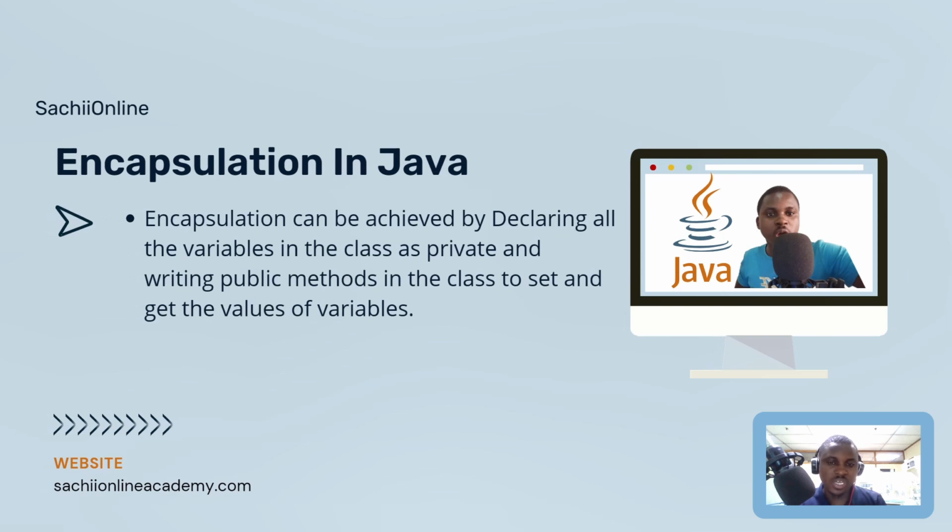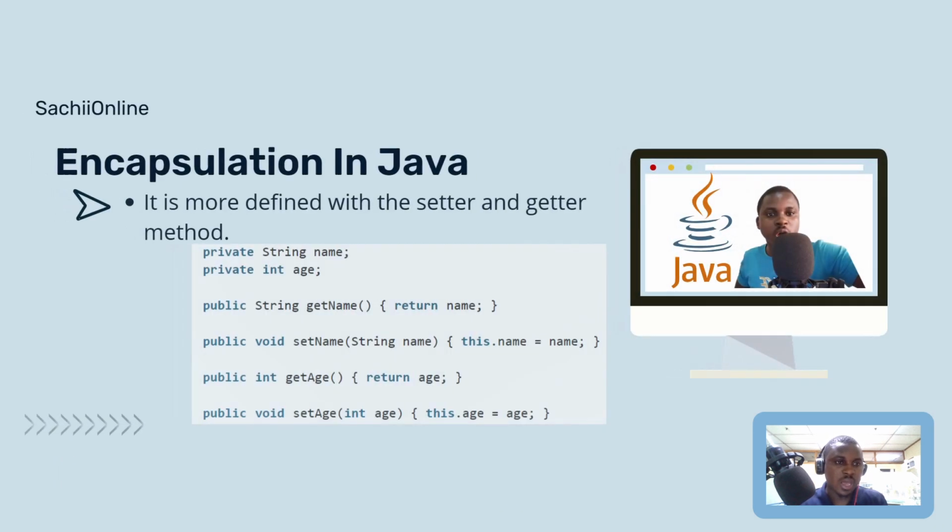What it means is that you are giving users or other programmers who use the class that you have created access through the public methods. Which means if you do not want them to have access, you do not give them the public setter or the public get method for your variable. That's what we are saying is encapsulation.